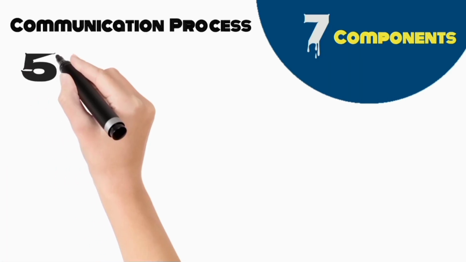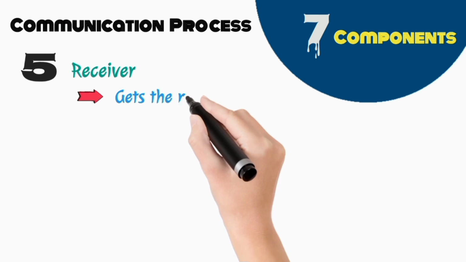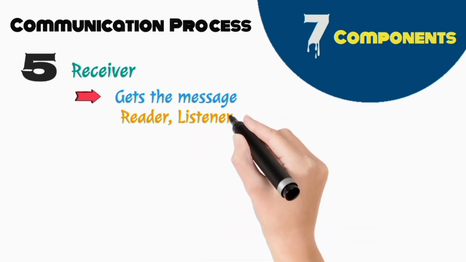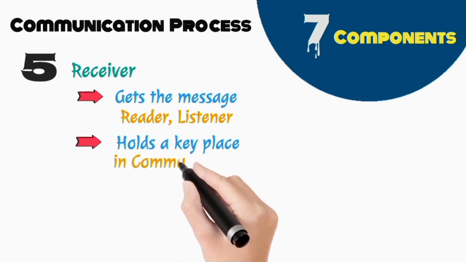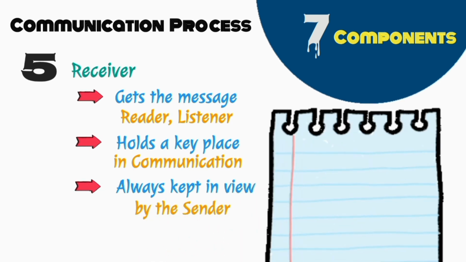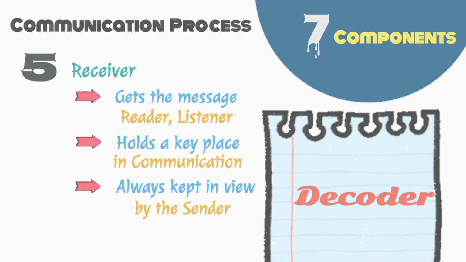The fifth component is receiver. The receiver gets the message. He may be a reader or a listener. The receiver holds a key place in the process of communication and is always kept in view by the sender. The receiver is also known as the decoder.